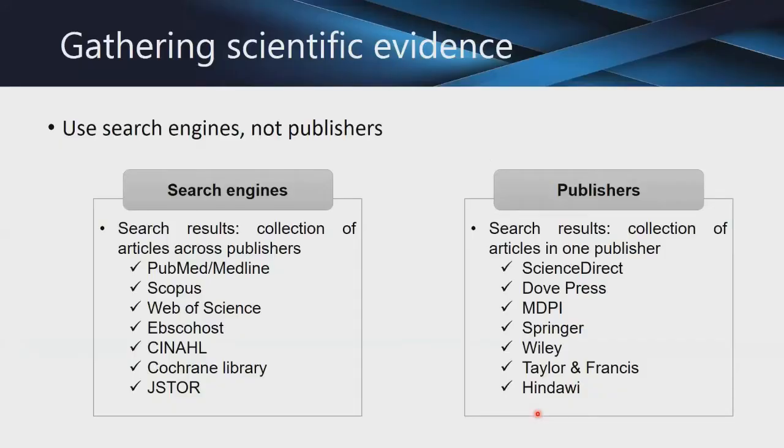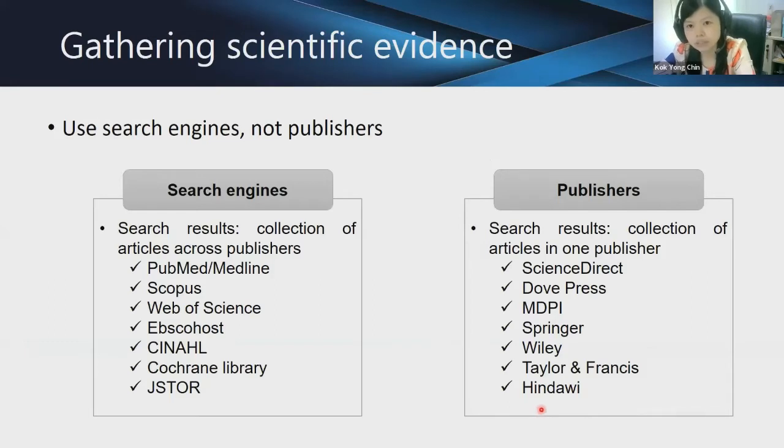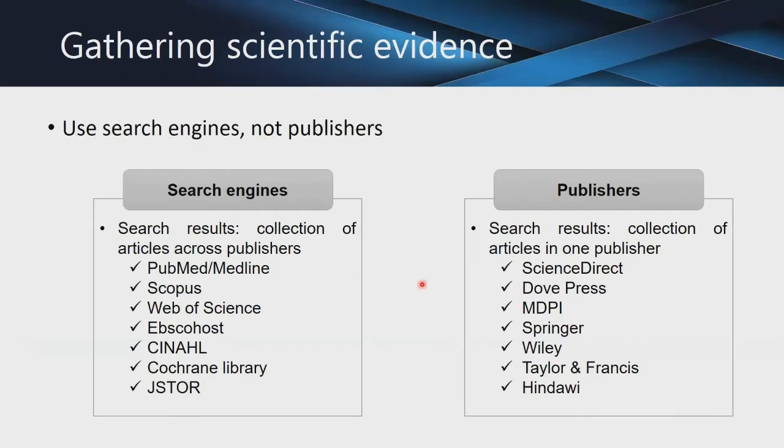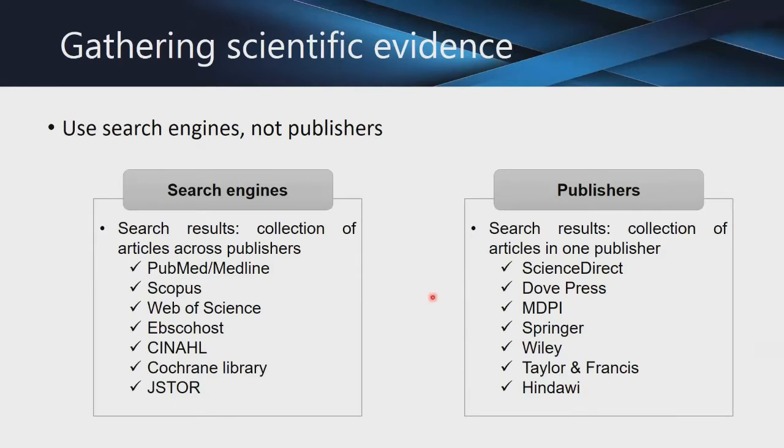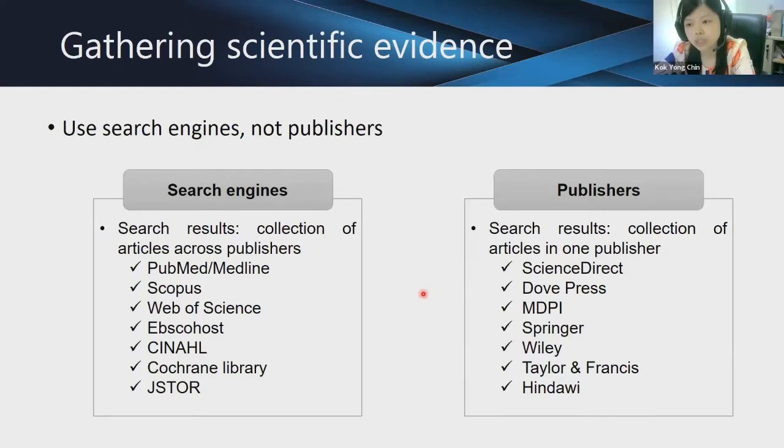Okay, so next, after selecting the title, I go to gathering the scientific evidence. This is the second step, where you need to gather your evidence. So how do you want to gather evidence? The first thing is to use the search engine, but not the publisher. Okay. I just want to let you know the difference between a search engine and a publisher.